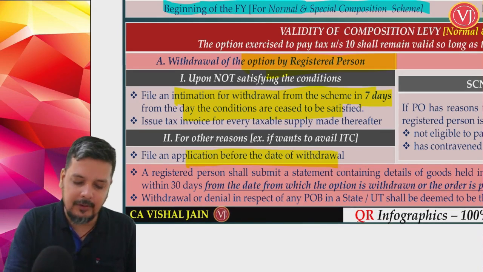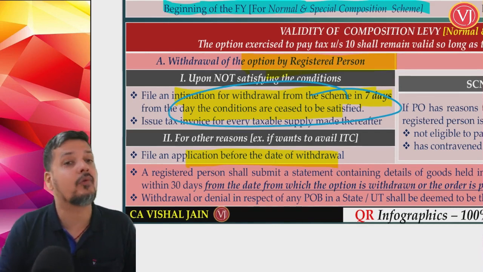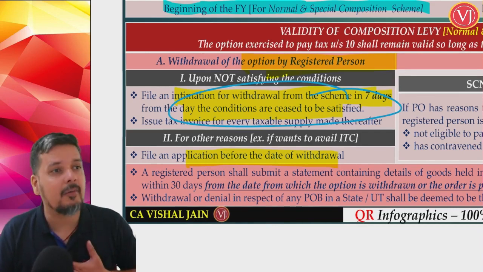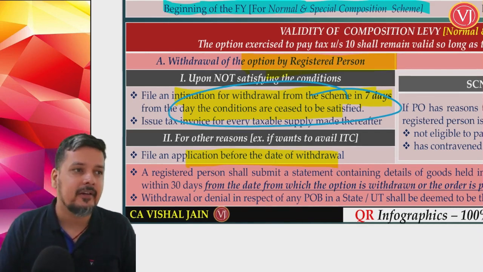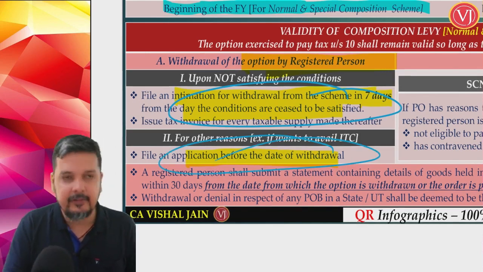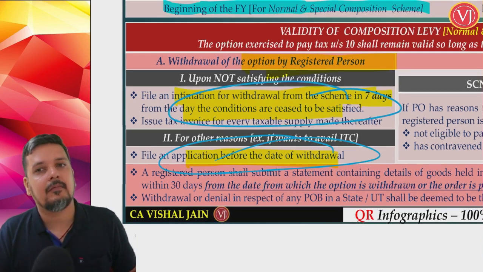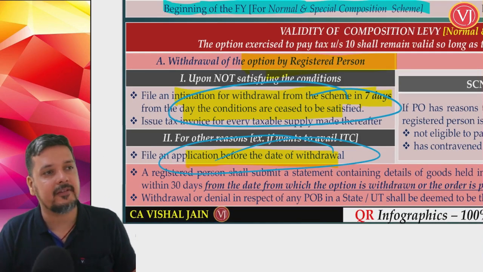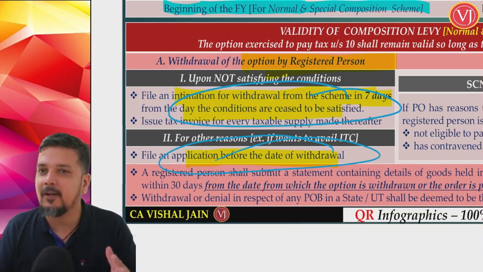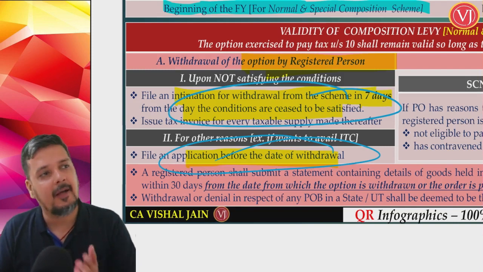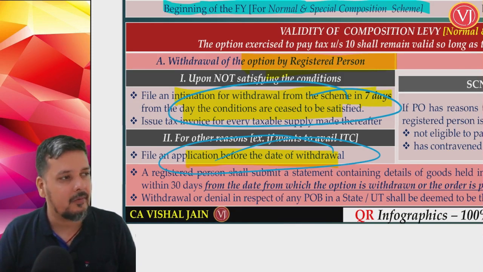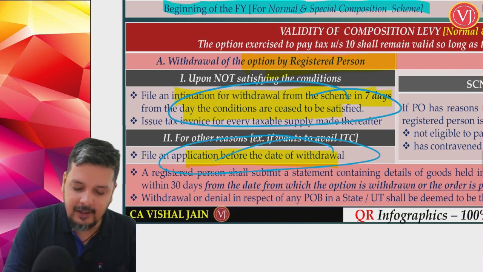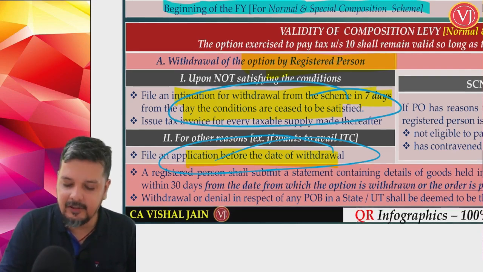What are the two different points? One is forceful exit. I want composition scheme, but I'm violating the conditions. Second is voluntary exit, which means I can continue inside composition scheme, but I don't like composition scheme. I'm going outside. So these are the exit points, and these exit points are by the assessee, the registered person.